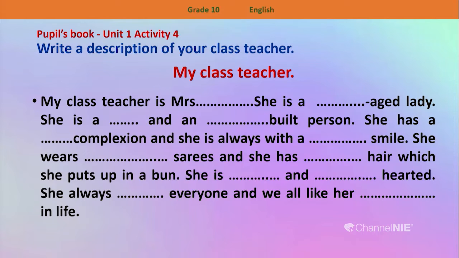My class teacher is Mrs. You had to write the name, Janaki. She is a, now you can see before age there is a hyphen. So it's a hyphenated word, middle-aged. You have to mention the age. She is a middle-aged lady. She is a blank and an built person. You know the second half and we'll see. She is a tall and an average built person.